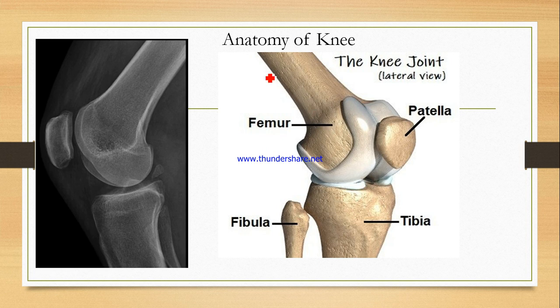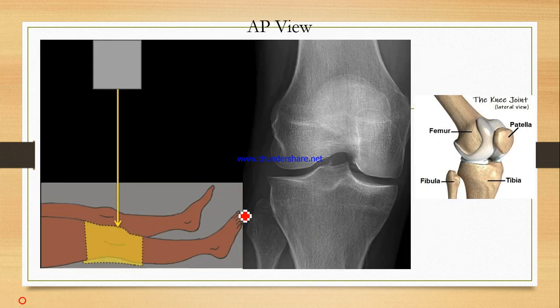Now coming to the very simple anatomy of the knee joint. So this is a film. This bone is called the femur, this is the patella, this is the tibia, and this is the fibula. Now coming to the different radiological views of the knee joint.